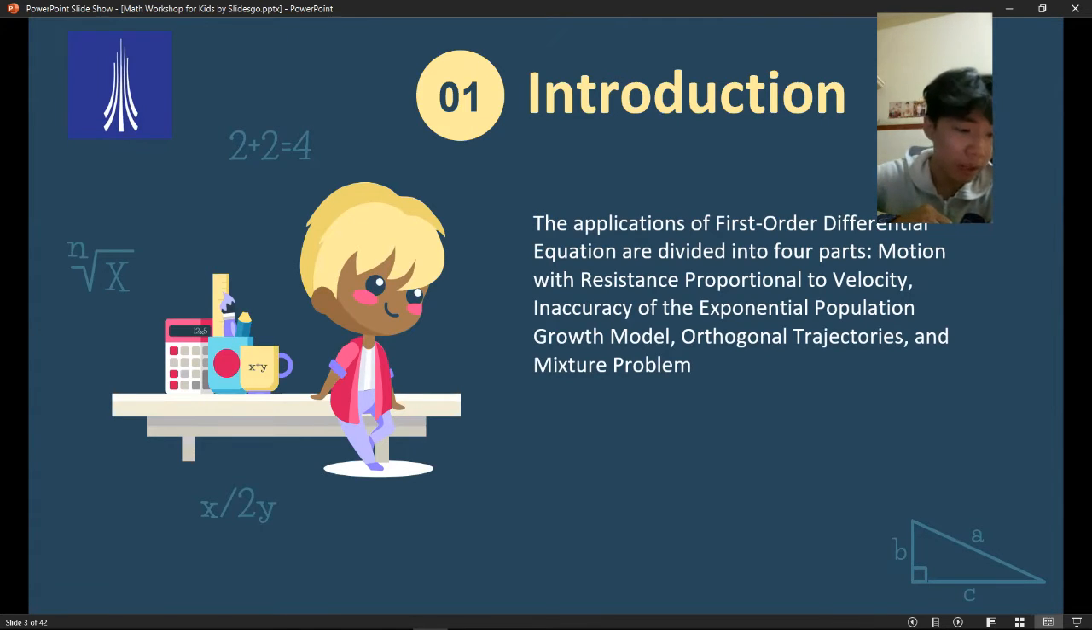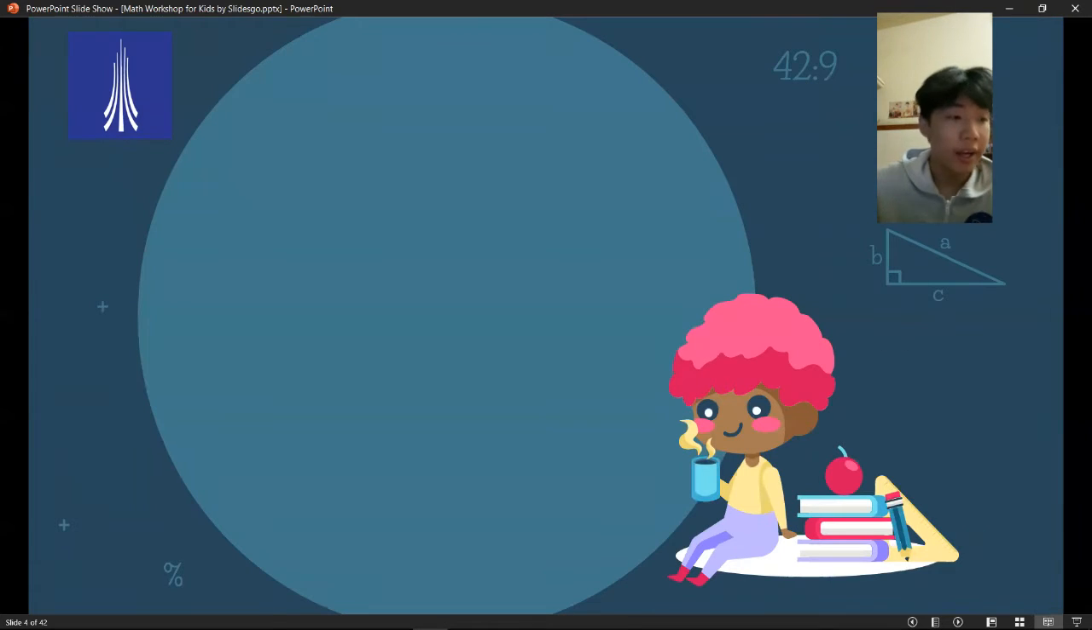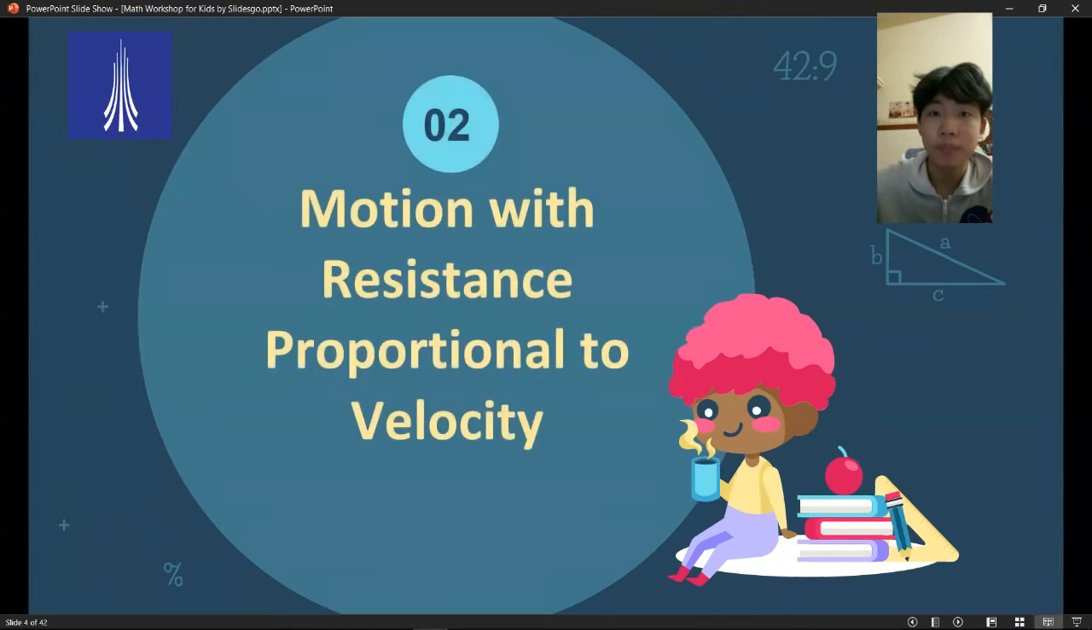With that in mind, there are 4 applications of the first order differential equation. Specifically, we are focusing on the first order differential equation, so things will be different if we were to talk about the second order or the nth order differential equation. Aside from that, let us move on to the second part, which is the motion with resistance proportional to velocity.